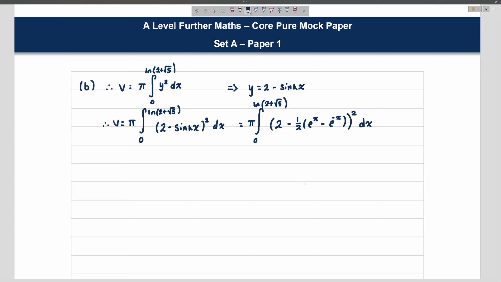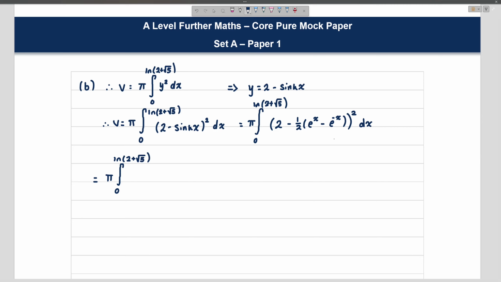So all I've got to do here is expand this bracket out. So 2 minus a half e to the x minus e to the minus x all squared. So just expand these double brackets, and we're then going to integrate with respect to x. I won't go into a massive amount of detail in terms of expanding these brackets, right? I don't want these questions to go on forever and ever. But what you should get, and let me do this to the left, just so there is a little bit more room, is pi times the integral from 0 to ln of 2 plus root 5.